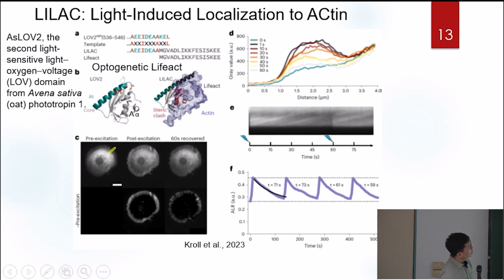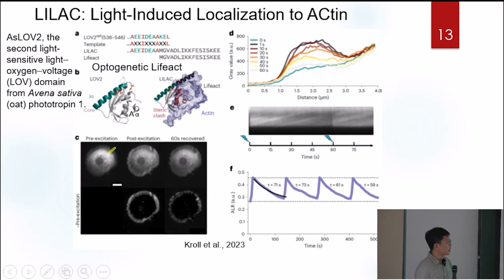They also checked the actin flow. So this is the kymograph. If you remember, last time we talked about that, you can see this one moving. And you can do that repeatedly. You can shine the light and then LILAC binds to the F-actin, and then you remove the light, it will come back. And then you can repeat several times without affecting the cell function. So this is a newer version of LifeAct.